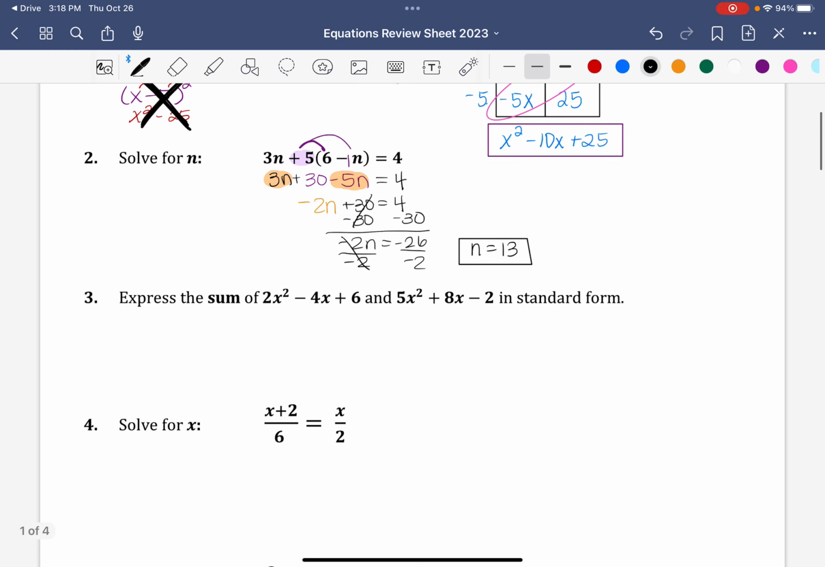All right, let's take a look at question number 3. They want us to express the sum. Sum is addition. So we're going to be adding these together, which means we're really just combining our like terms. So I'm going to highlight my like terms. So I have 2x squared and 5x squared. I have negative 4x and positive 8x. And then I have positive 6 and negative 2.